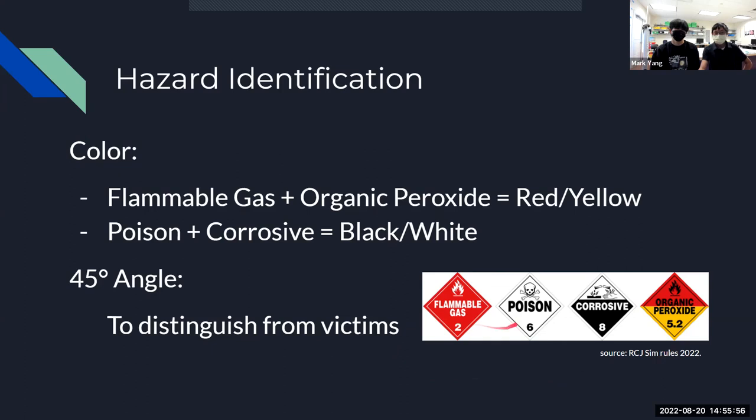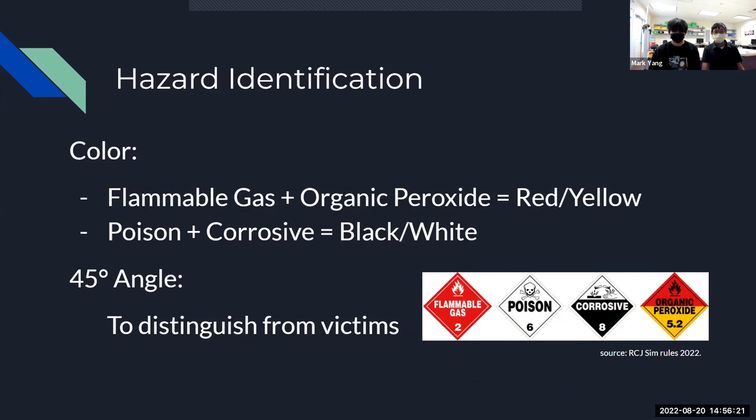Now for poison and corrosive, those are both black and white. So what we did for that is we checked the bottom half of each one. The poison has a very low amount of black area in the bottom half, while the corrosive has a lot of black in the bottom half. That's basically how we checked for if it was poison or corrosive.